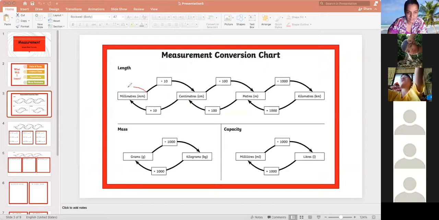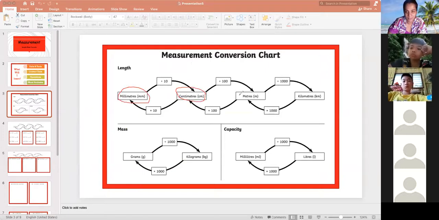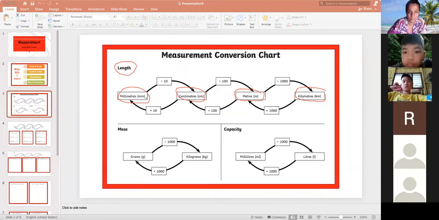Can you see? It starts here. Millimeters, centimeter, meter, kilometer. This is the 4 units untuk length. Nak measure panjang. Okay? Now, nampak di sini, arrow di sini, daripada millimeter dia jump ke sentimeter. Daripada sentimeter dia pergi ke meter. Dari meter dia pergi ke kilometer. Kalaulah soalan beri kamu millimeter, tanya kamu sentimeter, maka kamu bahagi 10. You divide by 10.